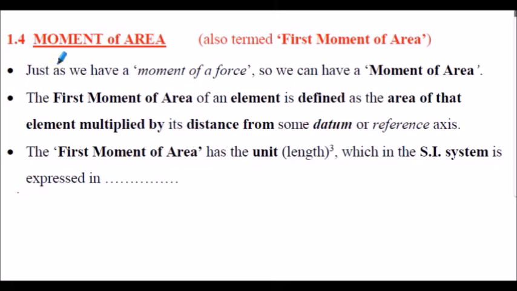Now in evaluating the centroids, we're going to use a concept termed the moment of area, sometimes termed the first moment of area because in other analyses there is what's called a second area moment also. So just as we can have the moment of a force, which we've looked at in previous presentations, we can have a moment of an area. So the first moment of area of an element is defined as the area of that element multiplied by its distance from some given datum or reference axis.